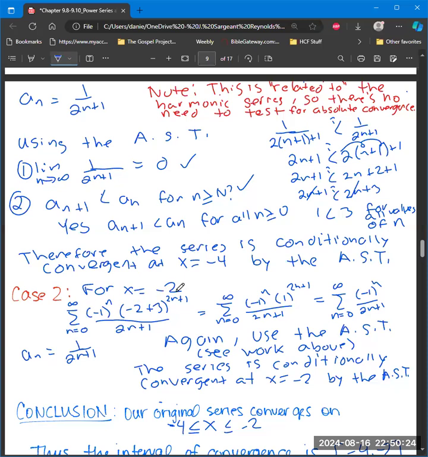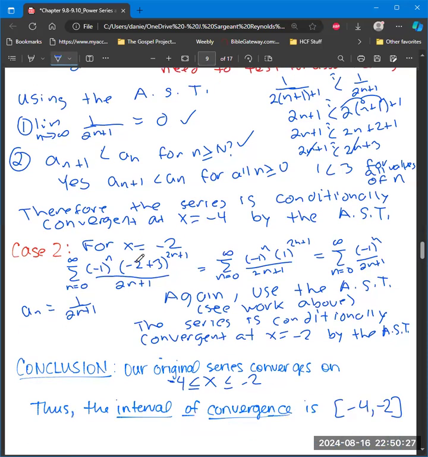Let's now look at x equals -2, and I'm going to replace the x with a -2. That's going to be -1 to the n, and that's going to be 1 to any power, which is 1. Doesn't matter whether it's even or odd. So that part just goes away. I have the series from n equals 0 to infinity of -1 to the n over 2n plus 1.